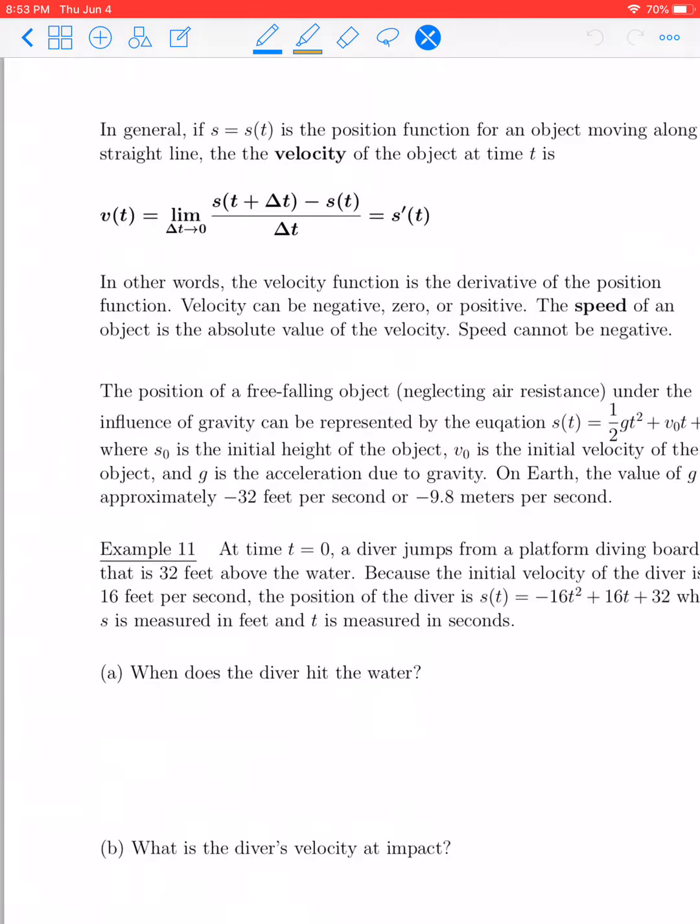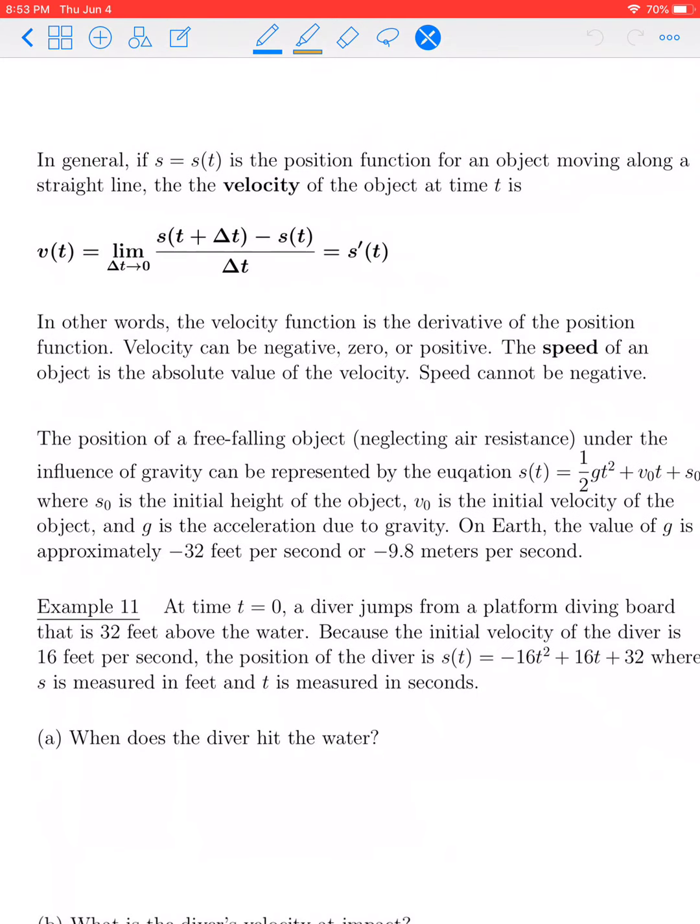In general, if s equals s of t is the position function for an object moving along a straight line, then the velocity of the object is simply going to be the derivative of its position. The speed of an object is the absolute value of its velocity. So very, very important here, something very important to talk about and to consider right now.